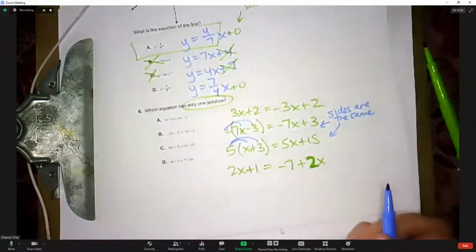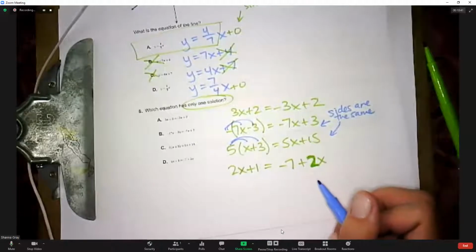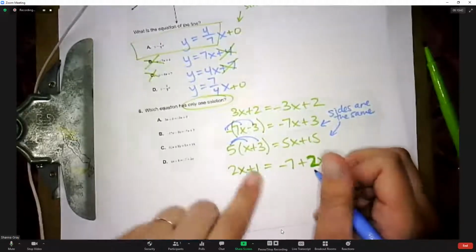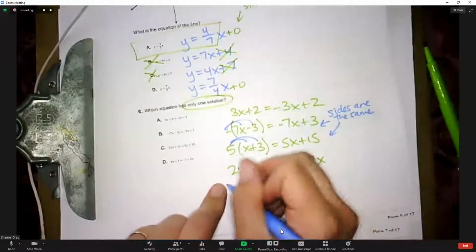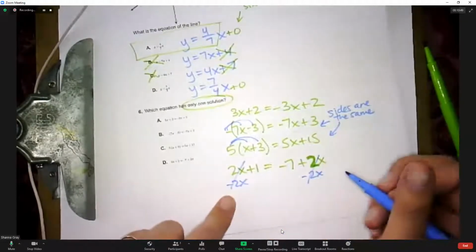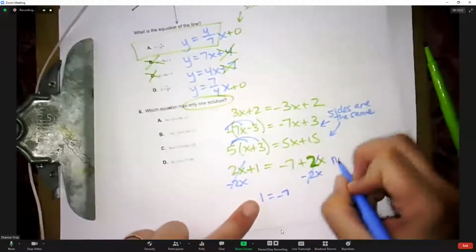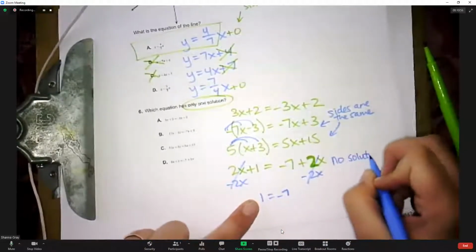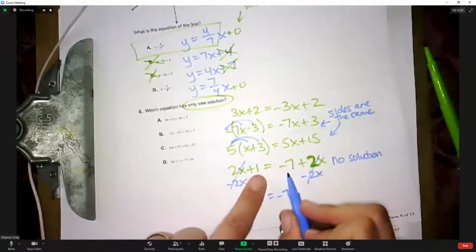And then for this one, if you go through and start to solve this, you would subtract 2x from each side. If I subtract 2x and subtract 2x, then both the x's cancel and I get 1 equals negative 7. Since this is not true, that means this has no solution, because these two sides have the same amount of x's, but different numbers.